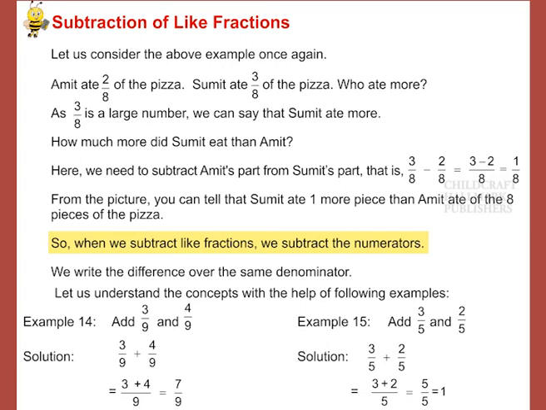Amit ate 2/8 of the pizza. Sumit ate 3/8 of the pizza. Who ate more? As 3/8 is a larger number, we can say that Sumit ate more. How much more did Sumit eat than Amit? Here, we need to subtract Amit's part from Sumit's part. That is, 3/8 - 2/8 = (3-2)/8 = 1/8. From the picture, you can tell that Sumit ate one more piece than Amit of the 8 pieces of the pizza.